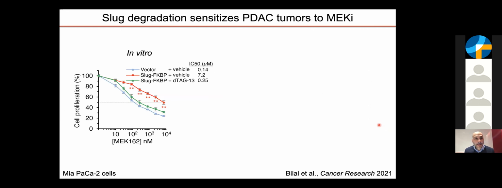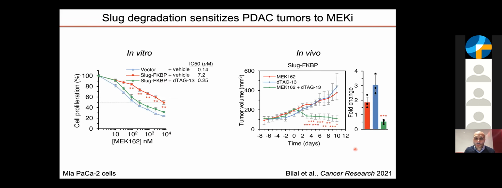And the last bit of data that I wanted to show was a paper that just came out with the Arribas lab this past month, where they had identified that SLUG was a key transcription factor that coordinated resistance in pancreatic cancer to MAP kinase inhibitors. And so here, this is shown in an in vitro experiment where you express tagged SLUG, for example, and you have a decreased responsiveness to the MEK inhibitor. This can then be alleviated when you combine this with SLUG degradation, as shown here.